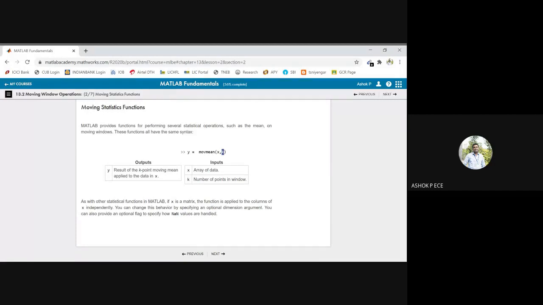Okay, so the movmean function has two arguments. X is the data for which you have to find the moving mean, and k is the number of points in the window which you are going to move from left to right. Okay, please understand that.